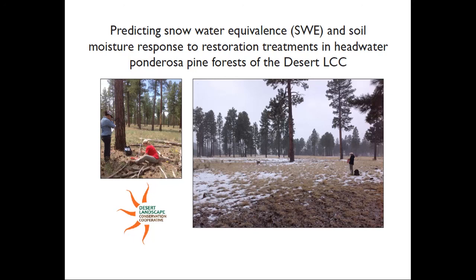And one of the questions that a lot of people have is, is there an optimal way to design a restoration project in terms of how the trees are being thinned, what density, what spatial pattern, to maximize soil moisture and to maximize snowpack, because that is the main source of soil moisture. So we did a field study to investigate some of these mechanisms.